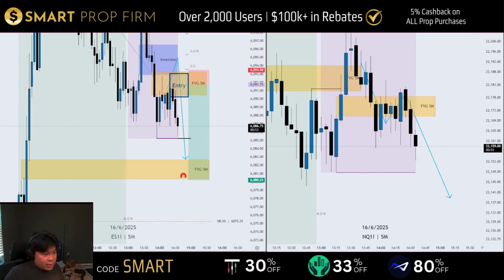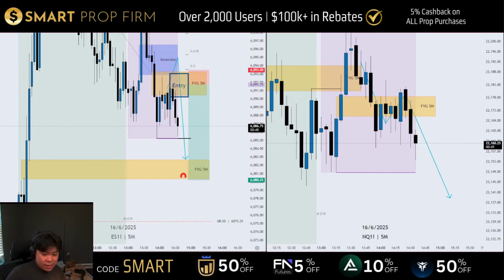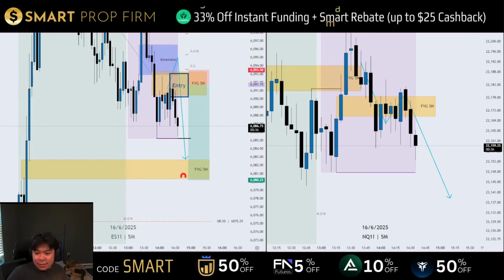Chat, how many people are in short now? Press 1 if you're in short. Let us see it. Press 0 if you're not in anything. And press -1 if you're long right now. If you're fading us, say -1. I want to see how many people are fading this. -1 is coming.